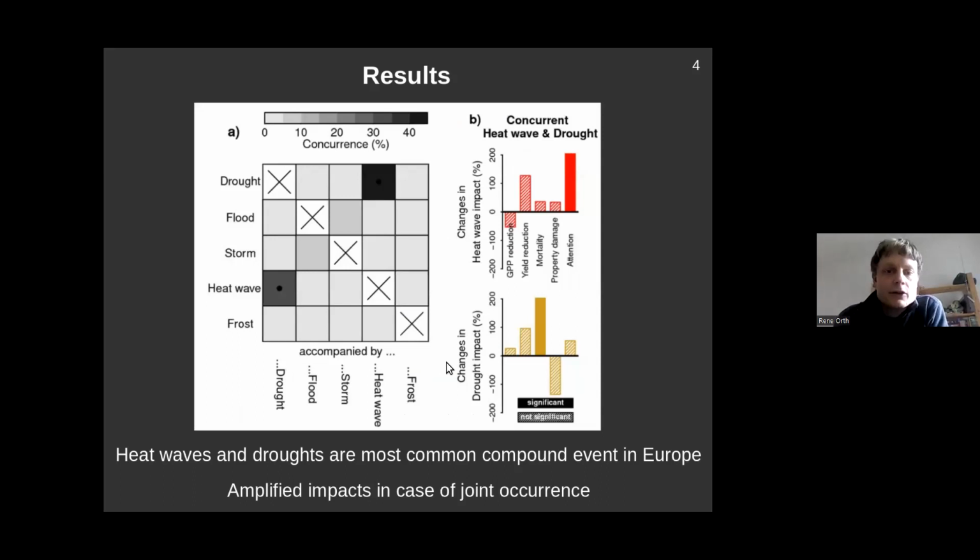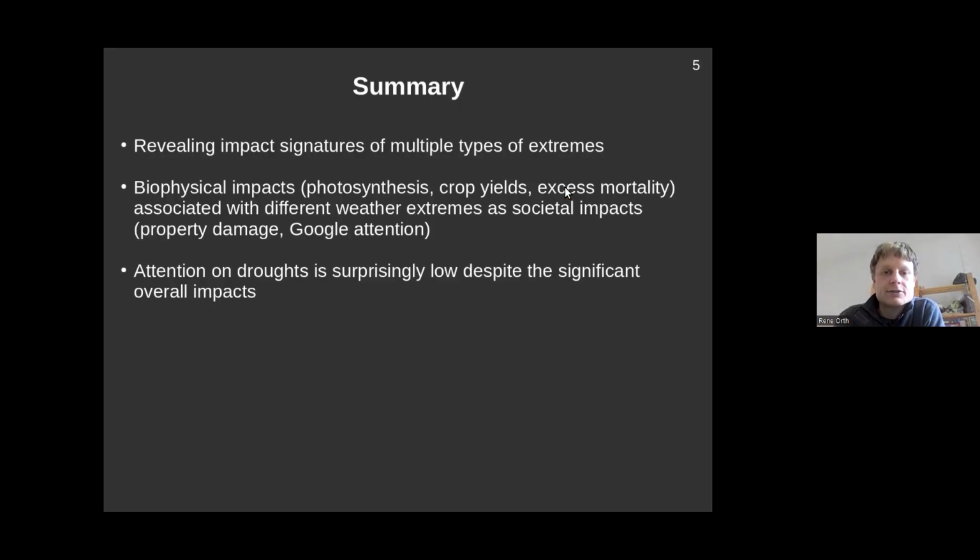The last teaser of our results that I want to show is looking into compound events and how the impacts change for compound events. Here on the left, we identify the main compound event that occurs across Europe, which is a joint occurrence of heat waves and droughts. All the other events don't really occur jointly. If we look into how the impacts change, you can see most of the bars are pointing upwards, which says that if these events occur in a compound fashion, we see amplified impacts across sectors.